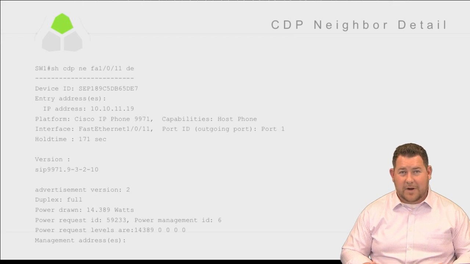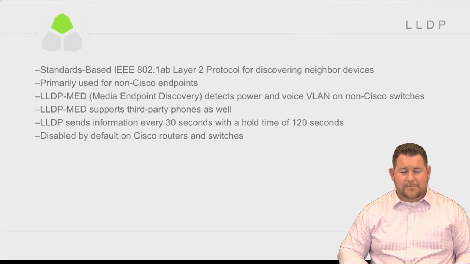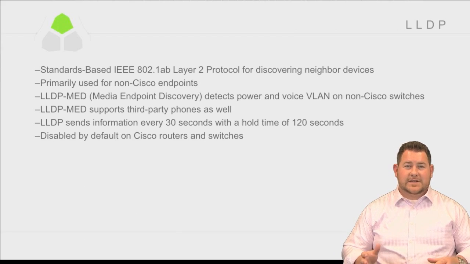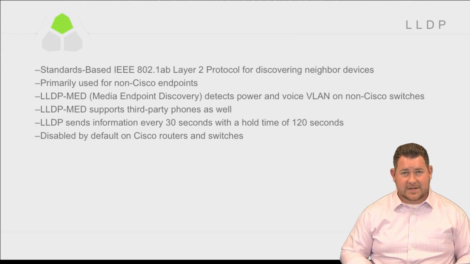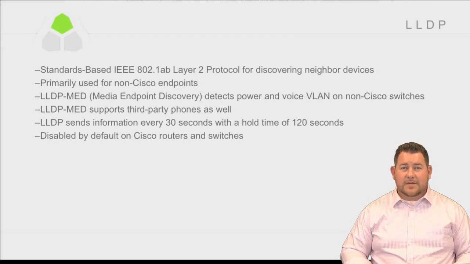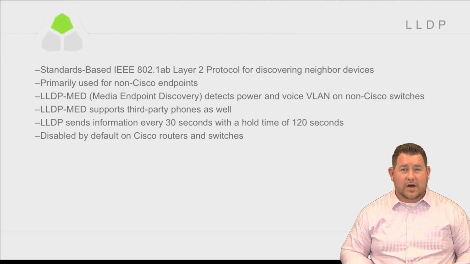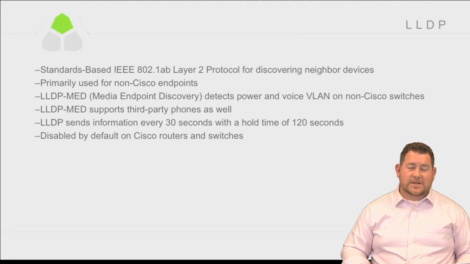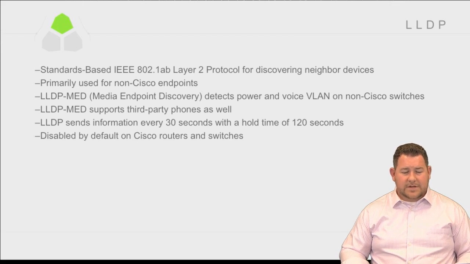But skipping that for right now, let's move on to LLDP. LLDP, like I mentioned, is just the standards-based version of CDP. It's to identify third-party phones, third-party devices, non-Cisco devices. So LLDP, however, is used on some Cisco devices as well. For example, 7965s, 9971s, the phones that are on this blueprint will use LLDP by default. However, your switches, routers, things like that do not have LLDP running by default. So you would have to go ahead and turn that on to make that happen. So, like I said, this is a standards-based IEEE 802.1AB Layer 2 protocol for discovering neighbor devices. So like I said, primarily non-Cisco endpoints.